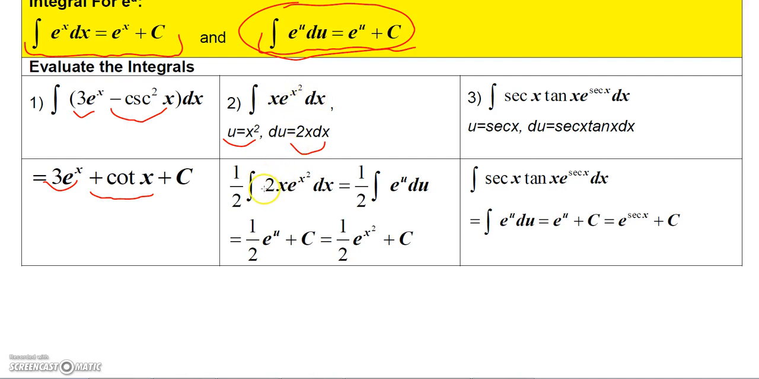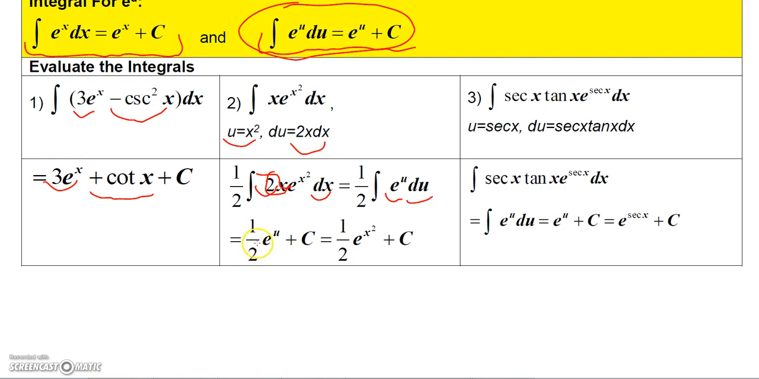So what I can do is just multiply the inside of the integral by 2 and multiply the outside of the integral by half. And then this 2x right here and the dx right here put together gives me du. And of course the e to the x squared is the e to the u. So now I have that integral in the form of e to the u du. And we know that when you integrate e to the u du, you just get e to the u.